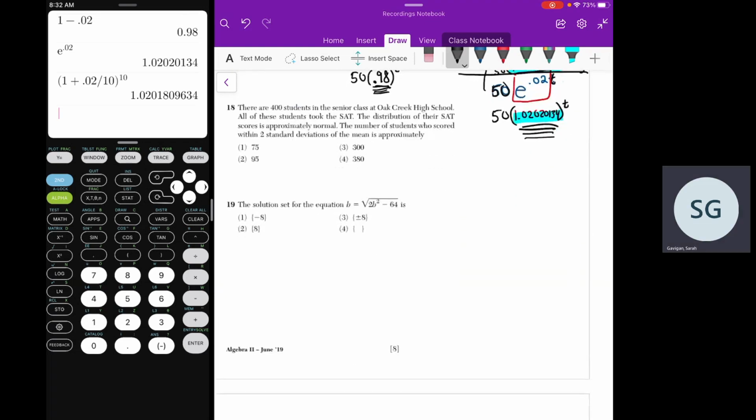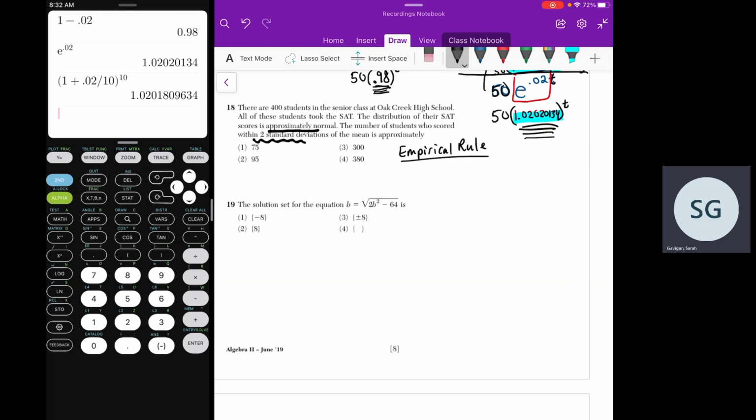Number 18. Okay, so we have 400 students in the senior class at Oak Creek High School. All the students took the SAT. The distribution of their SAT scores is approximately normal. The number of students who scored within 2 standard deviations of the mean is approximately what? What you're asked here is, do you know the empirical rule? I think that's how you spell empirical.